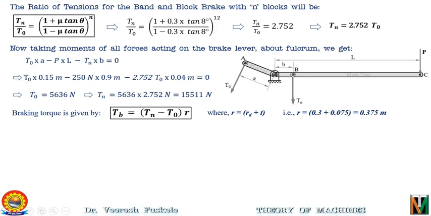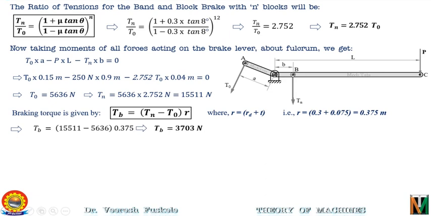Substituting the values of Tn, T0 and R in the equation of braking torque, we have Tb is equal to 15511 minus 5636 multiplied by 0.375, which gives us the braking torque as 3703 Newton meters. So this is the braking torque on the band and block brake drum for the given configuration.